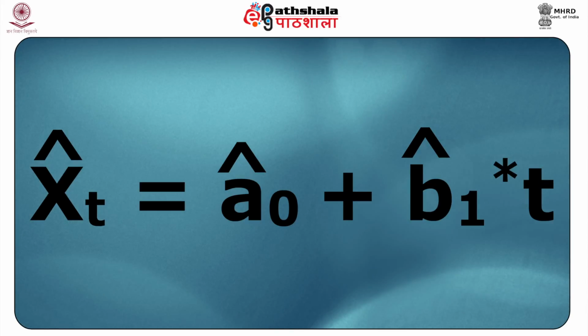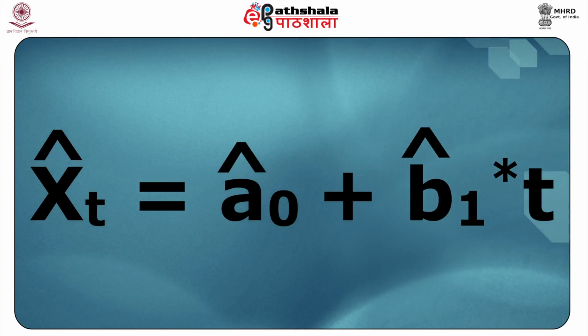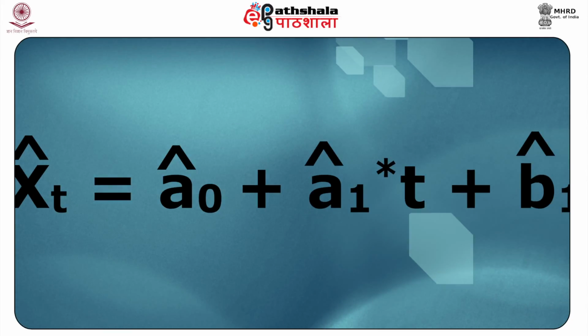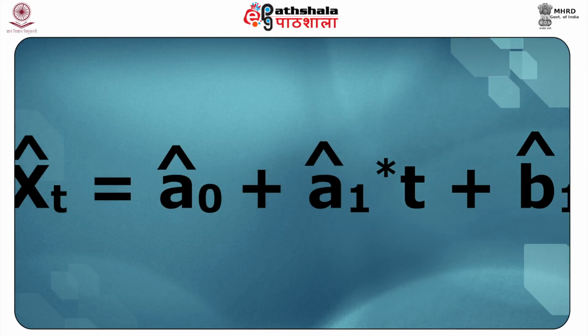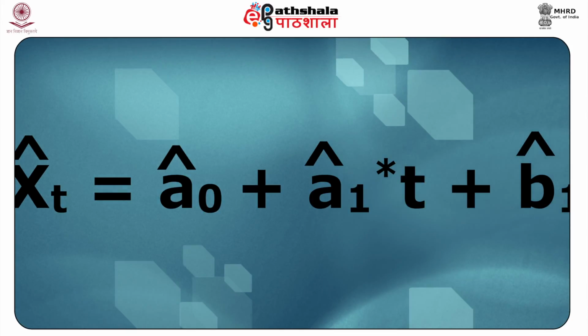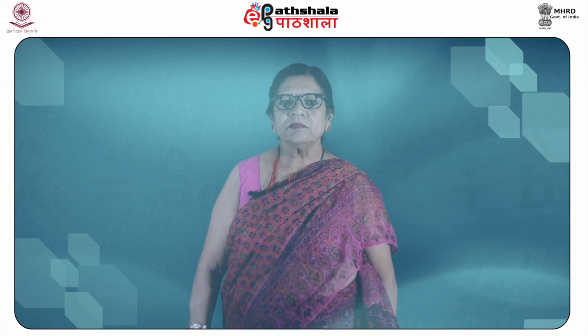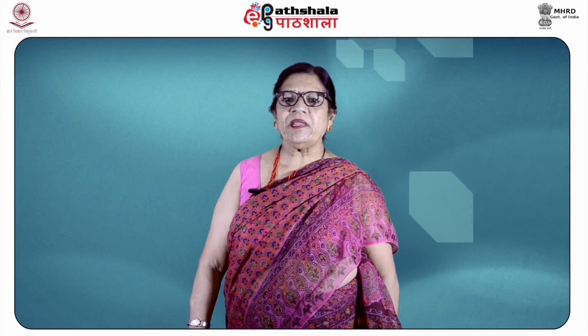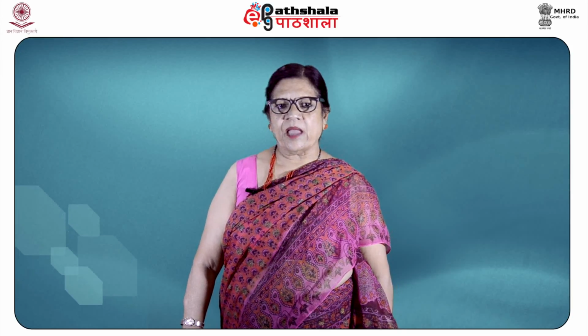This says the sales would be x hat t is equal to a hat 0 plus a hat 1 t in the months of February to December, and it will be x hat t is equal to a hat 0 plus a hat 1 into t plus b hat 1 for the month of January. Perhaps the best way to explain how dummy variables can be used to account for seasonal variation is through an example.